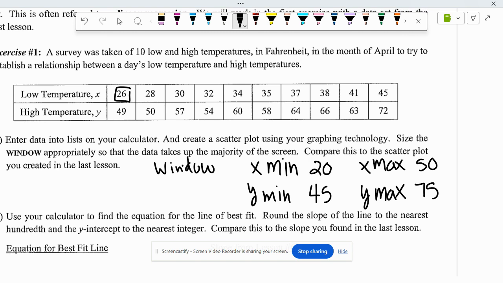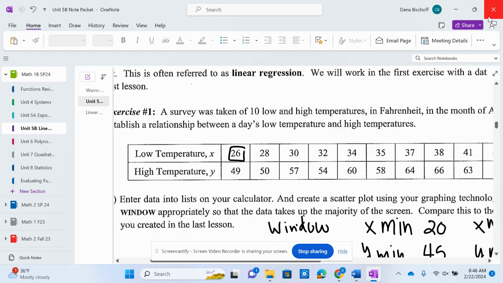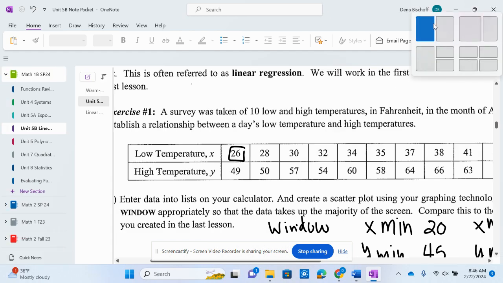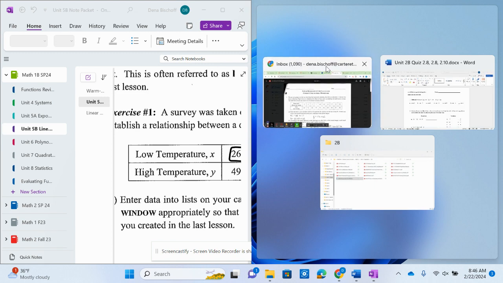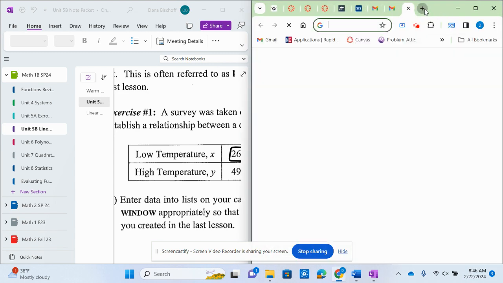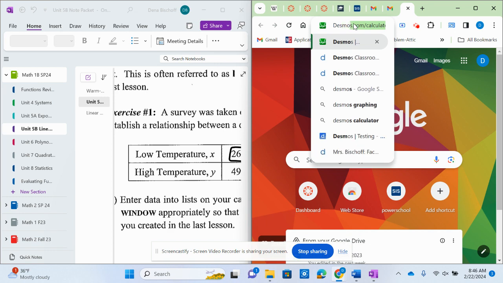Okay. I'm going to show you a different way. Just don't even worry about it. Here's what we're going to do. We're going to split our screen because you don't have a graphing calculator at home anyway. So we're going to go to Desmos. I'm going to do this one with you, and then the next one you can do on your own.